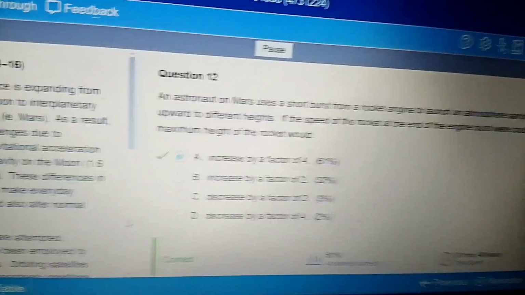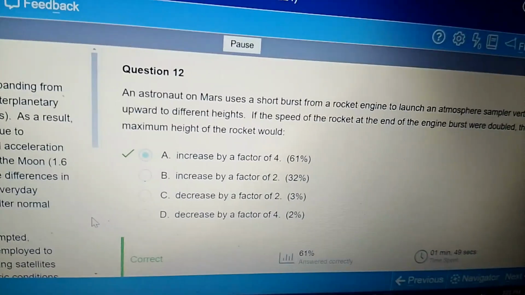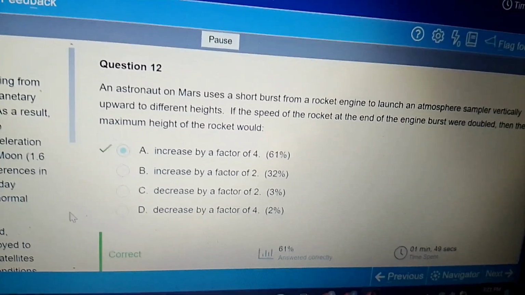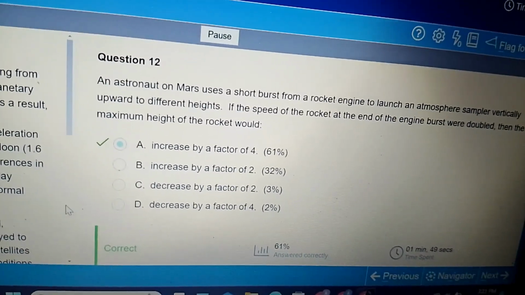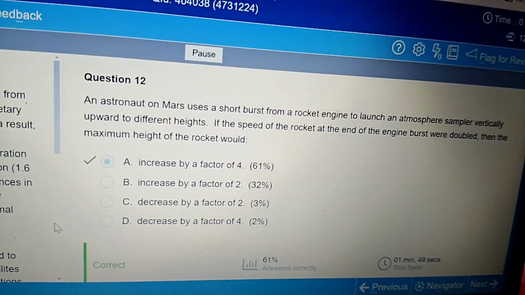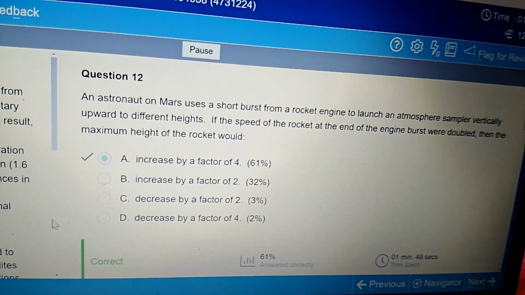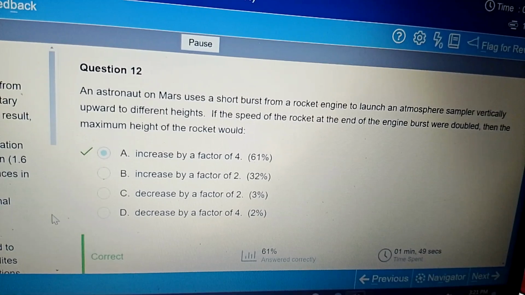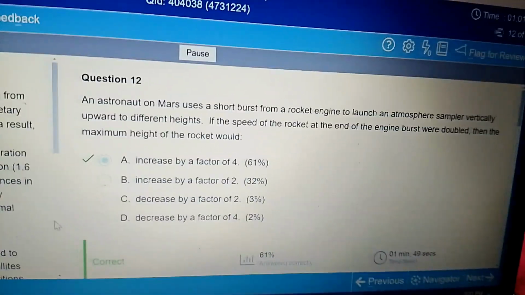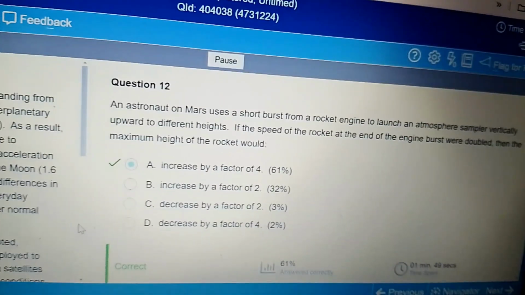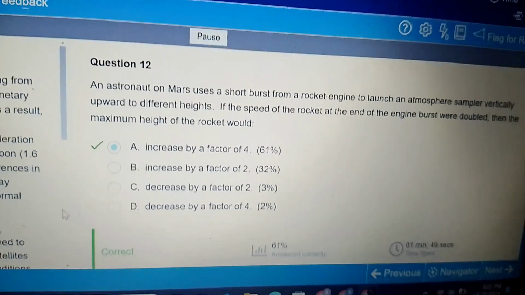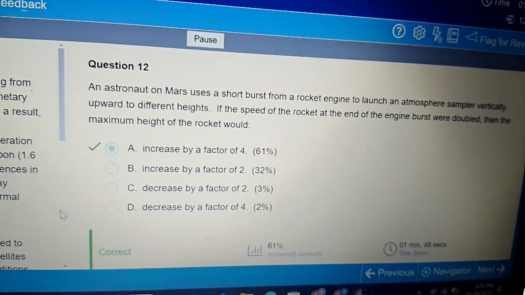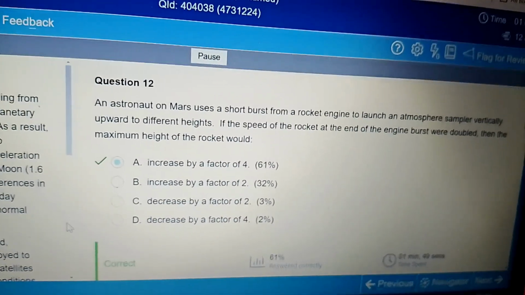Question number 12 is: an astronaut on Mars uses a short burst from a rocket engine to launch an atmosphere sampler vertically upwards to different heights. If the speed of the rocket at the end of the engine burst were doubled, then the maximum height of the rocket would... Okay, see, this is a tricky question, but this is very interesting and very easy, but you need to practice it.